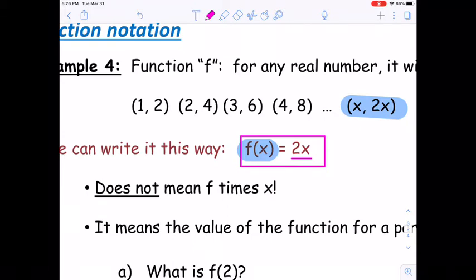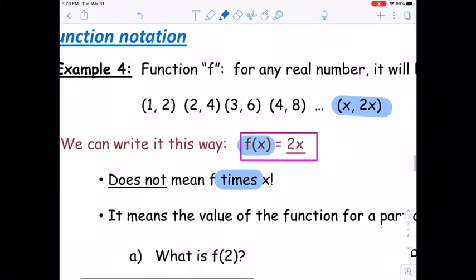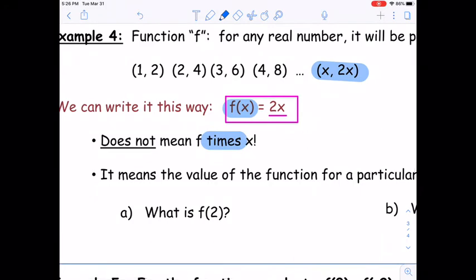So the important thing is that f parentheses x does not mean f times x. Often in algebra, if we have a letter or a number outside the parentheses, we're multiplying. But in function notation, we are not multiplying. It's just telling me I have the function f and the input value is x.